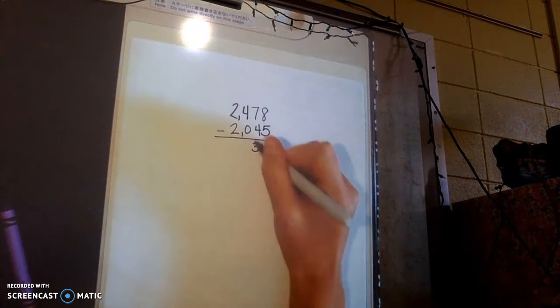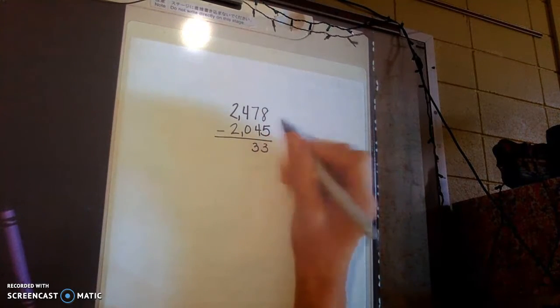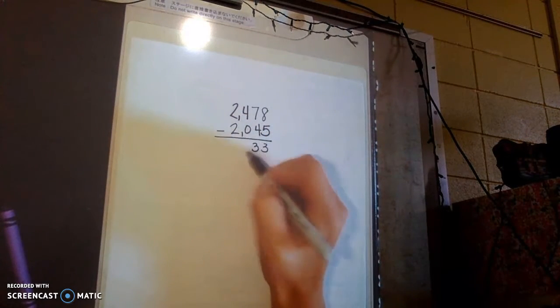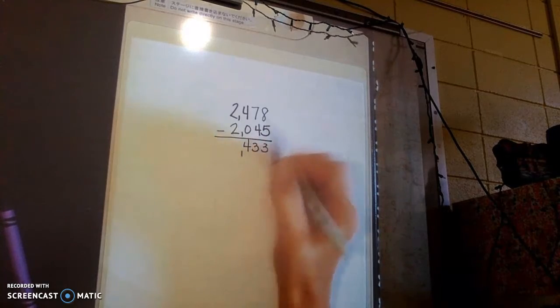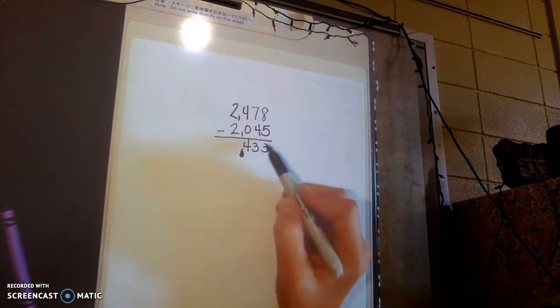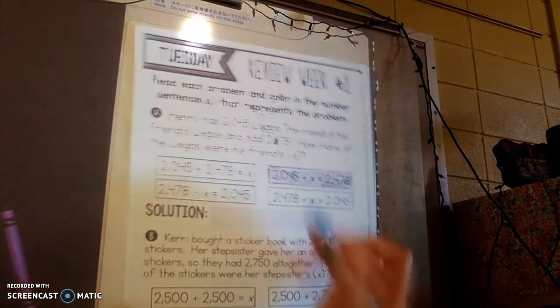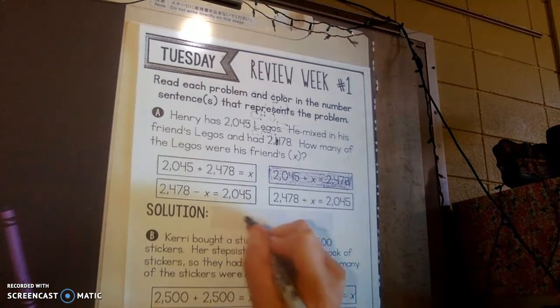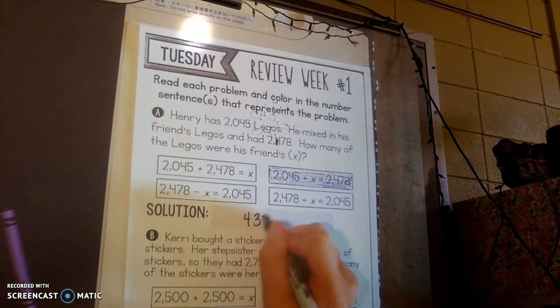Or no, I'm sorry. 4 minus 0 is 4. And then 2 minus 2 is nothing, so I don't even need that comma there. So my solution would be 433 Legos.